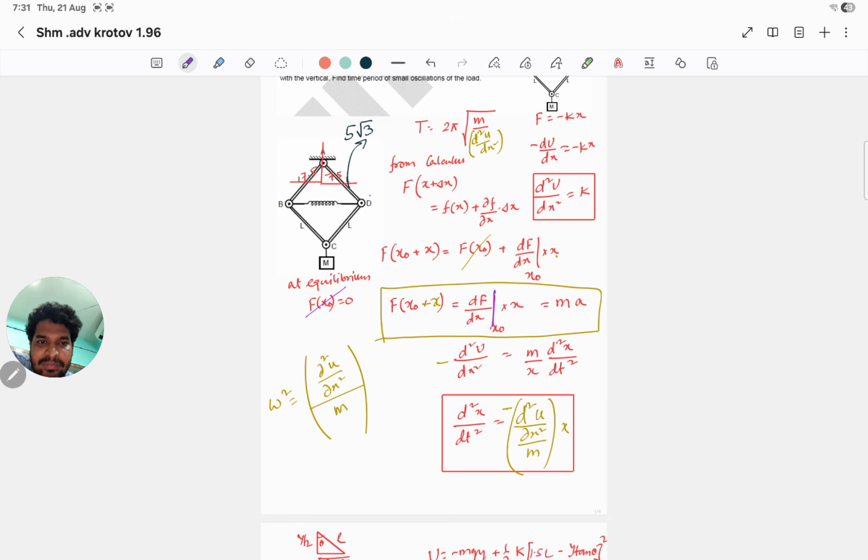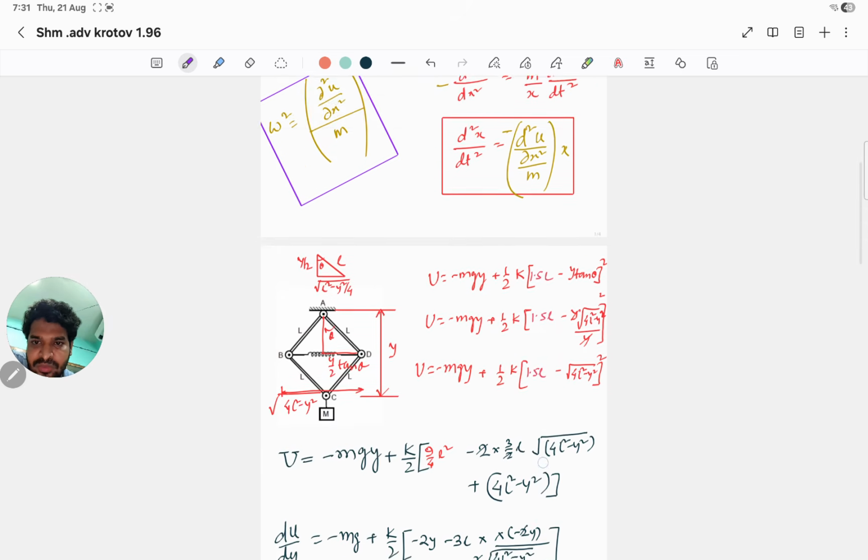Now what we can do, ∂a/∂x is ∂²u/∂x², minus, is equal to m ∂²x/∂t². So the equation is coming, I am just taking this x over here. Okay, so the equation is coming, ∂²x/∂t² is equal to ∂²u/∂x² by m into x. So that is coming like omega square is equal to ∂²u/∂x² by m. As this is omega square, you may find out omega.